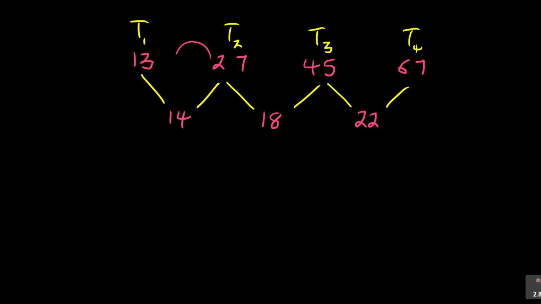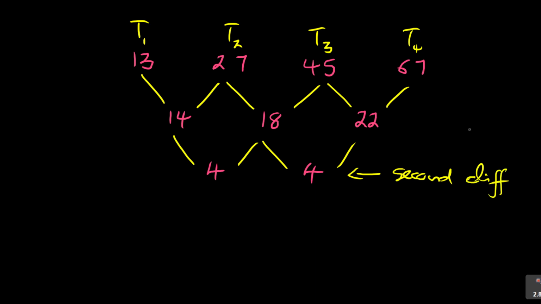When you have done that, you continue again to move on to the next level where you are subtracting 18 minus 14. So what do you get? 18 minus 14, I get a 4. 22 minus 18, I also get a 4. Now what do you notice? We're saying this is the second difference, and then this one is the first difference.